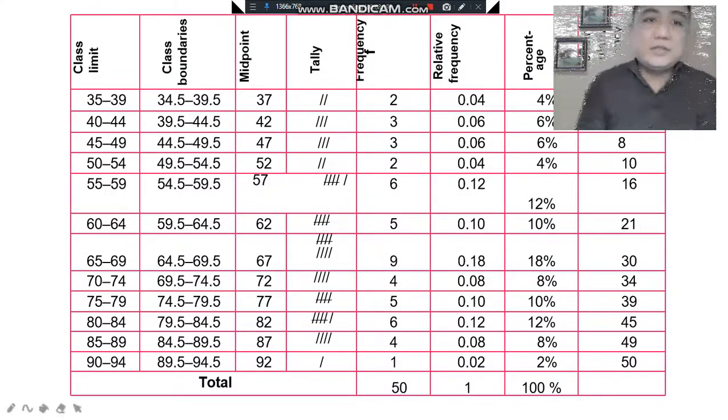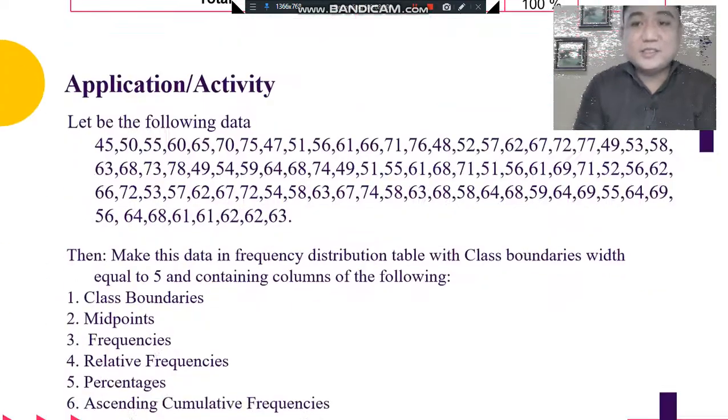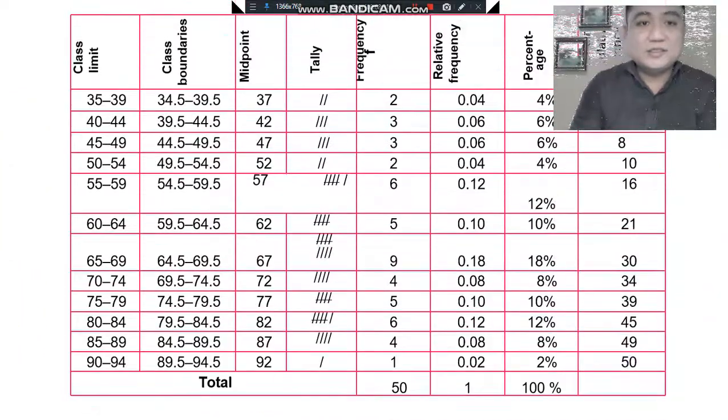Okay, so class limit, check. How to prepare, check. Class boundaries, check. How to prepare. Midpoint, check. How to prepare. So 34.5 plus 39.5 divided by 2 is 37. Cumulative, check. Frequency, check. Relative frequency, 2 divided by 50, and so on and so forth.